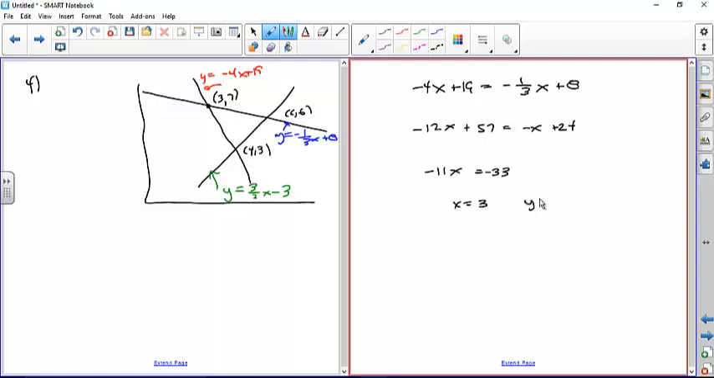And then we don't really need y because we're going to integrate with respect to x. But if we plug that back in here, let's say you'd have negative 4 times 3 plus 19, which would be negative 12 plus 19, which would be 7, which is that. Okay, so that's the first one. Second one is the blue and the green.